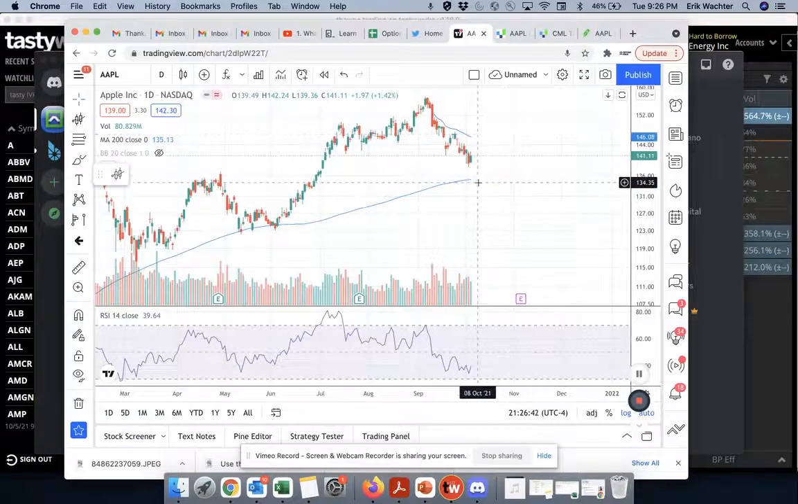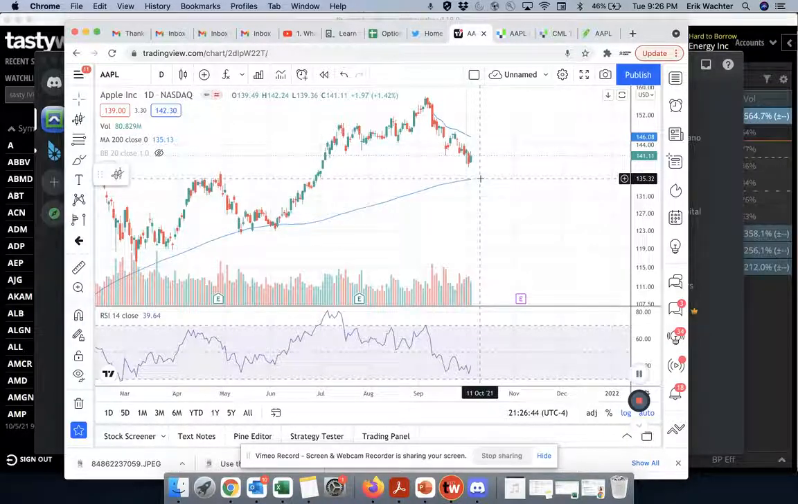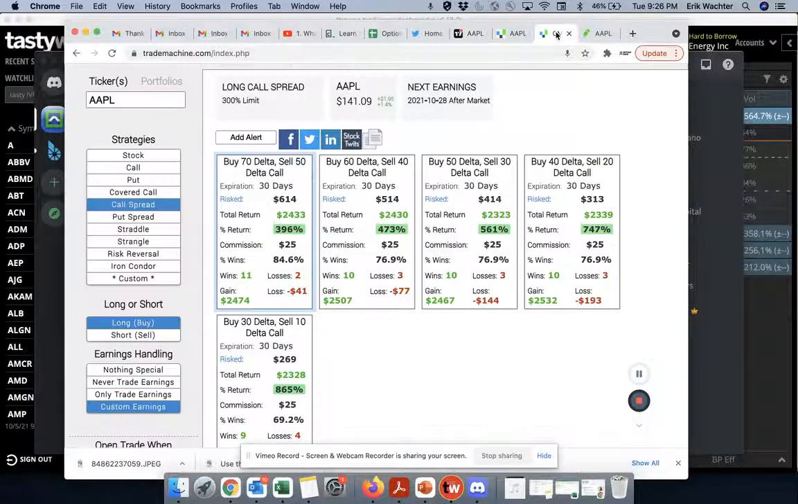Conversely, maybe this stock is going to approach the 200-day moving average. Who knows? But I like that historically, using the backtesting data, I can look at this and say, hey, this is a good time to get long Apple. And I'm using a risk-defined strategy by using a call spread that helps to mitigate my theta risk and lower my break-even and increase my probability of profit.